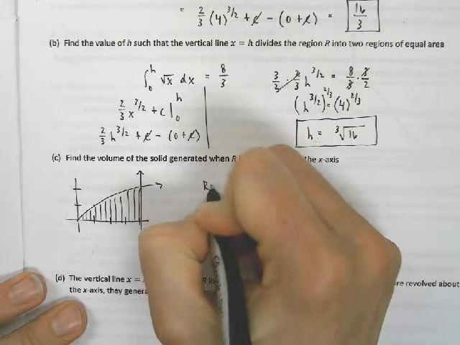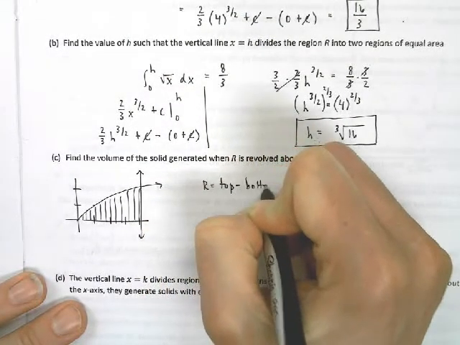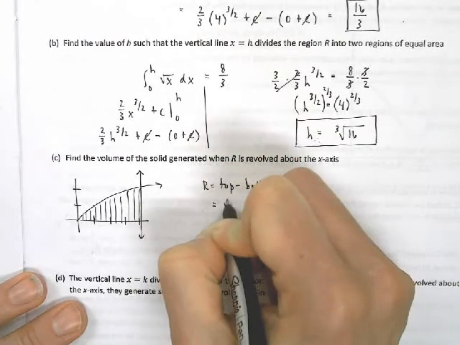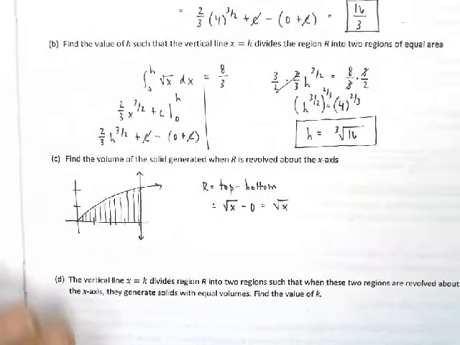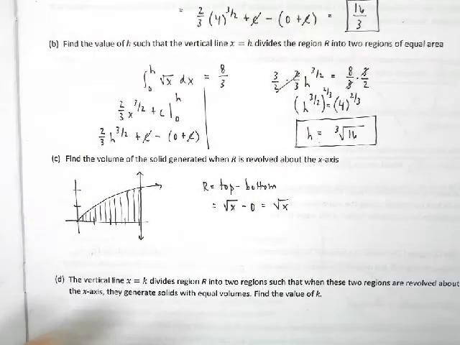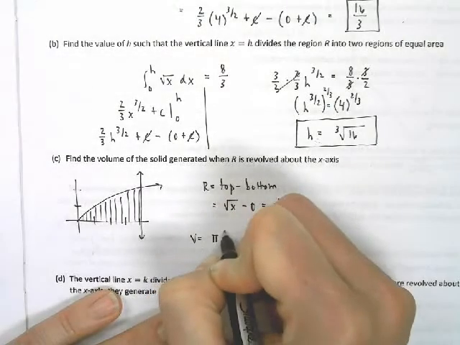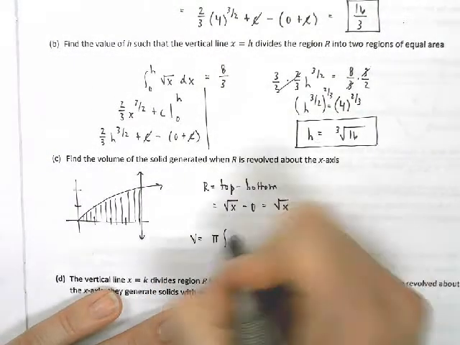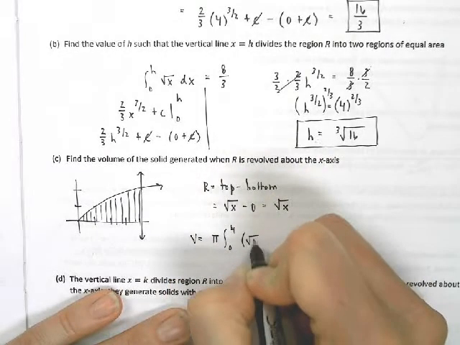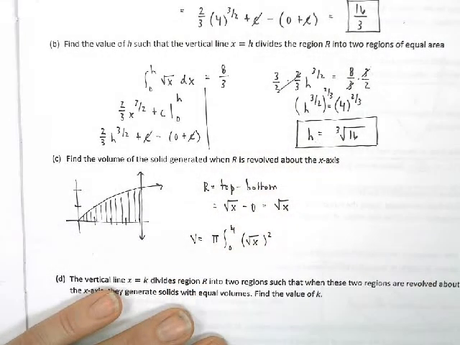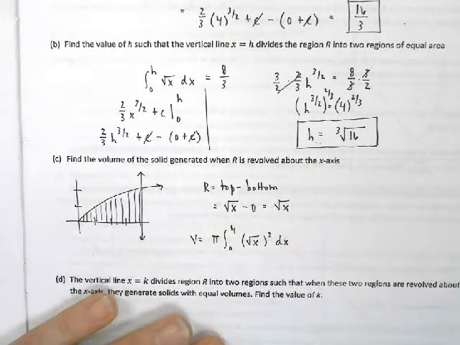So in our case, our radius is going to be top minus bottom, just like it was before. My top is square root of x again, my bottom is 0, so my radius is the square root of x. So now I'm going to go ahead and find my volume. I know my formula is pi, I'm going to integrate from 0 to 4. I need to take my radius and square it. So there's my pi r squared. And then, of course, I have my dx.